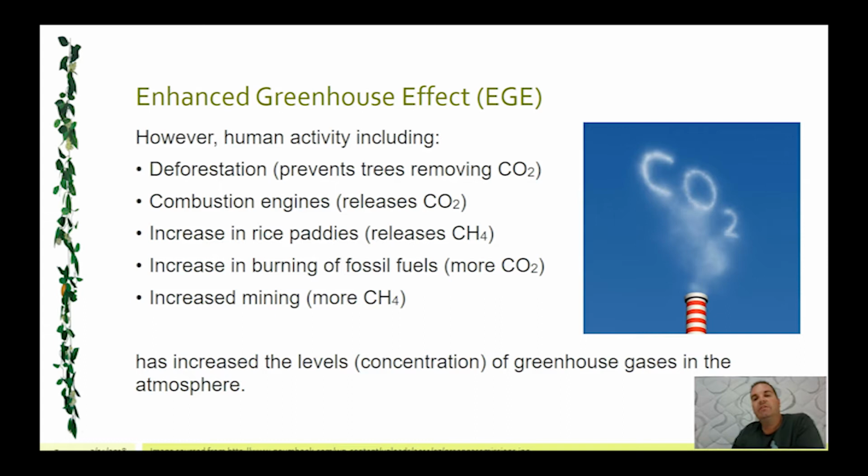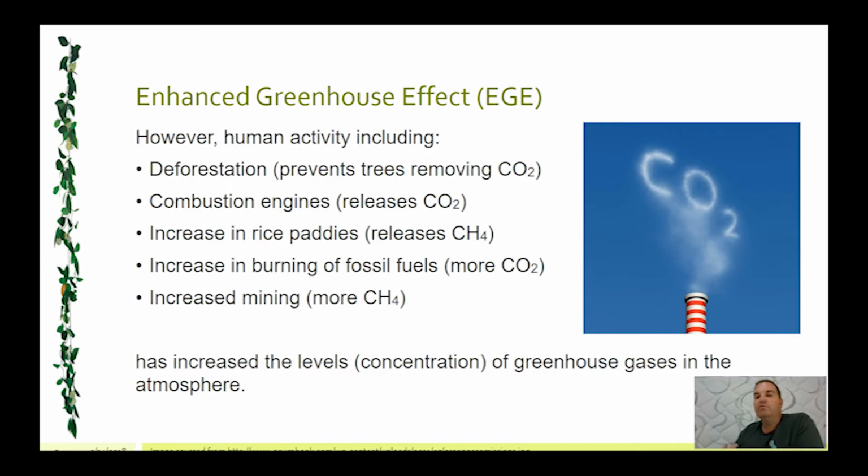Now, the enhanced greenhouse effect is where humans have increased the concentration of carbon dioxide, methane, and water vapor in the atmosphere, through things like deforestation, which prevents trees from removing carbon dioxide. When we cut down trees, we also release carbon dioxide. Trees are what we call a carbon sink, because we normally use those as a fuel source. Combustion engines release carbon dioxide through combustion of petrols.